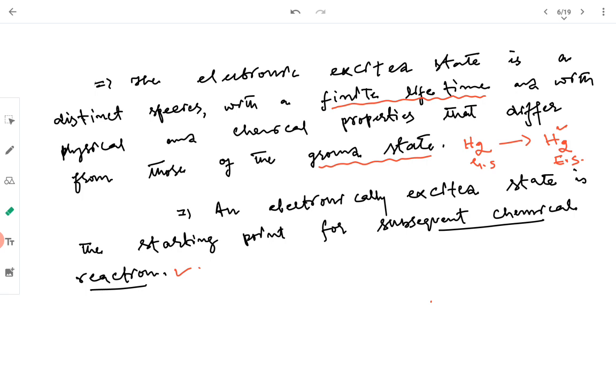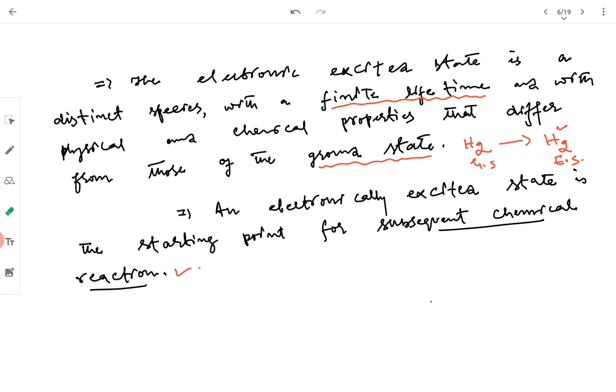When an electron is excited from the ground state to the excited state, what happens? This electron goes from a bonding orbital to an antibonding orbital. When an electron goes to an antibonding orbital, the antibonding interactions increase, which results in the energy of the molecule increasing, the bond length increasing, the bond angles can change, and many other properties of the molecule can also change as a result of this electronic excitation.